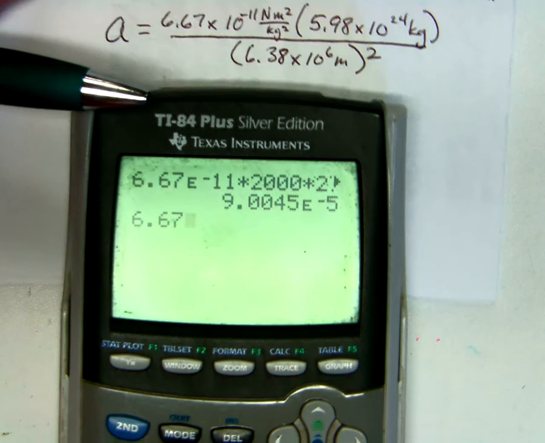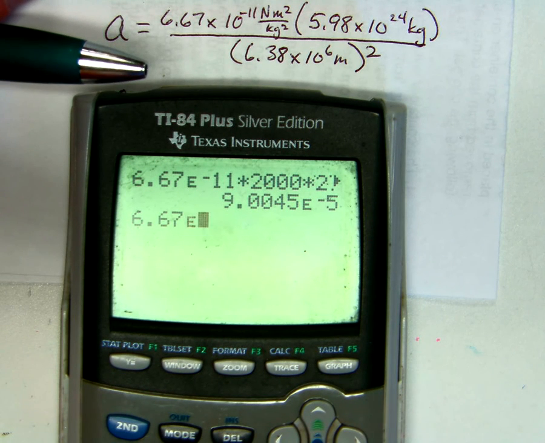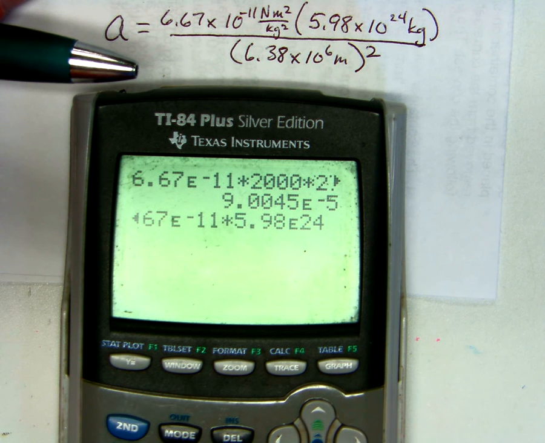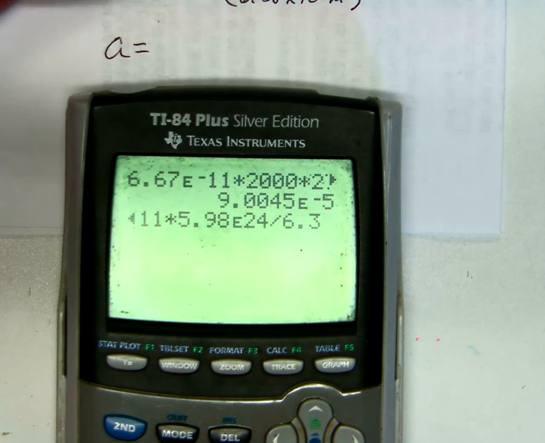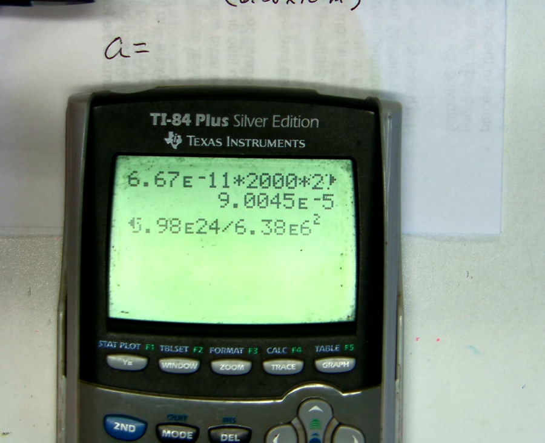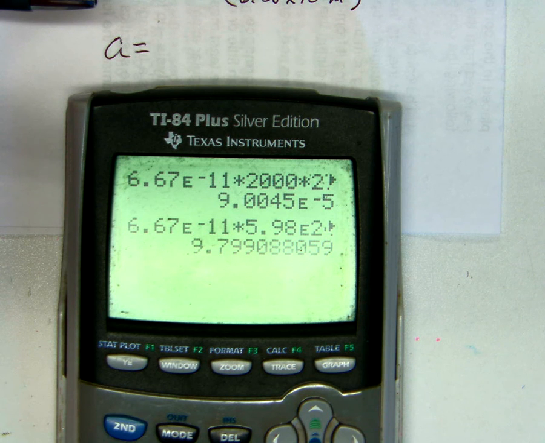6.67, second E, negative 11th, times 5.98, second E, 24th, divided by 6.38 times 10 to the 6, and squared. Don't forget to square the distance there. 9.8.